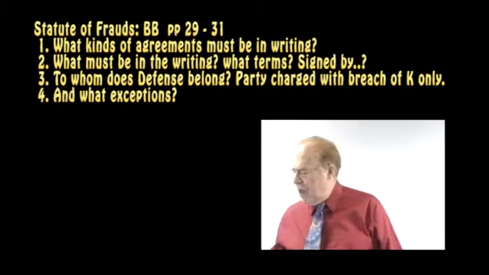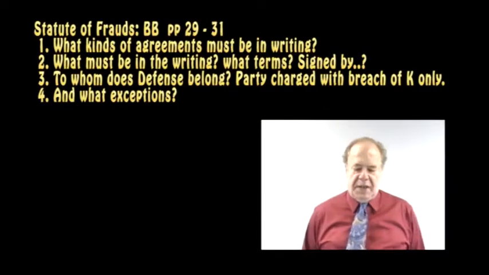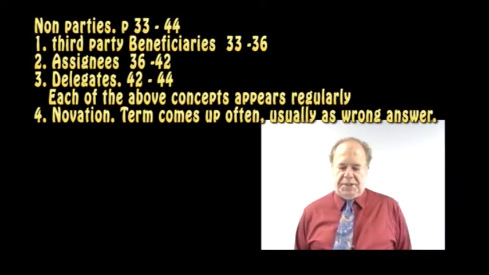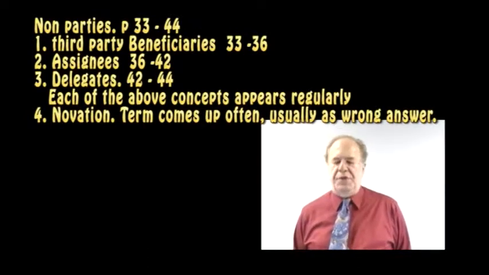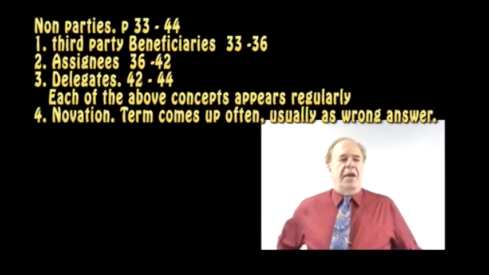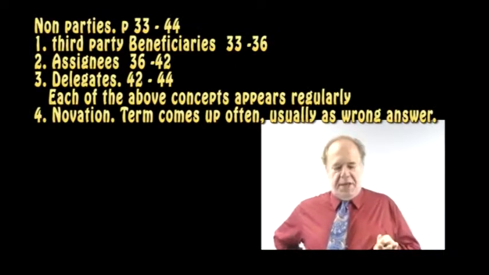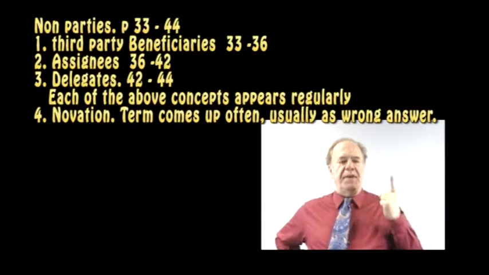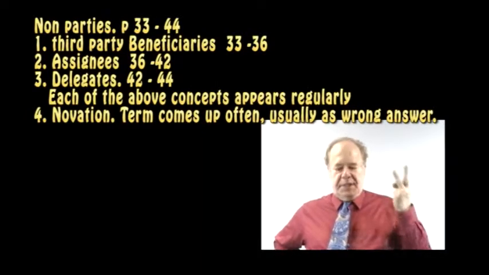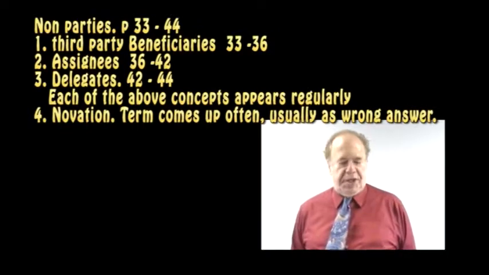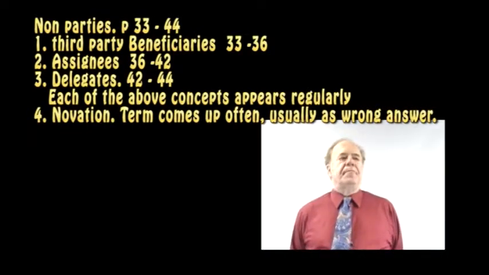As I said, there are some other areas of defense, but we're not going to talk about them. Leave that to your reading. Non-parties, Barbri's pages 32 to 42. Three big concepts always tested on the MBE, always tested: third-party beneficiaries, assignments, delegations. And then there's a thing called novations, not much tested, generally down as a wrong answer.